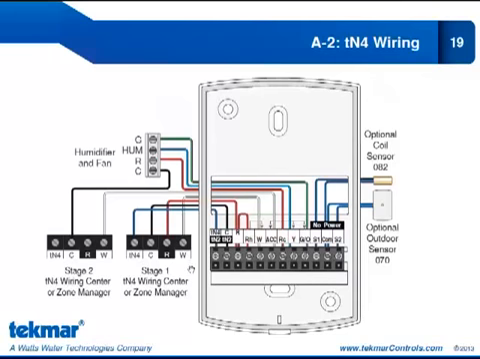The rest of the wiring will be the same. So the second stage heat, we still have that accessory relay coming in to the W of the TN4 wiring center or zone manager. We still leave the R empty, and we bring the C to the air handler to complete the circuit. Y is going to the humidifier, G to the G for fan operation.